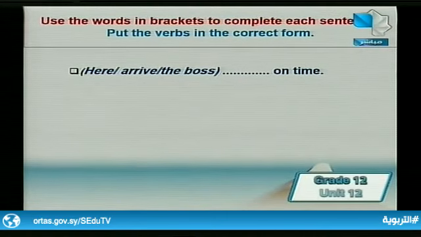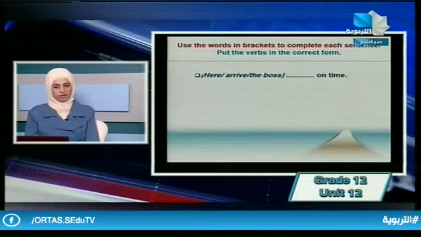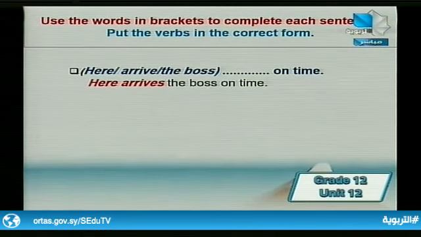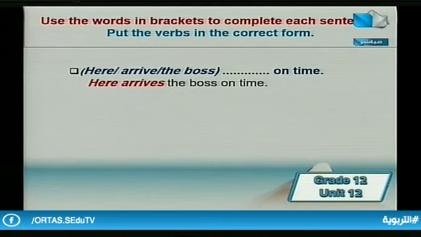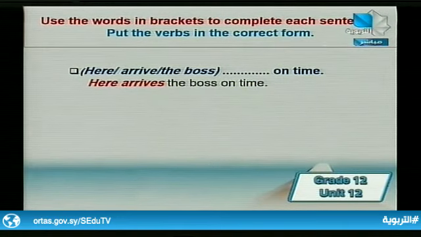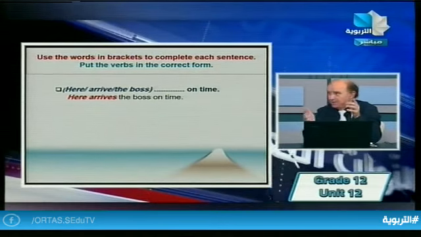Use the words in the brackets to complete each sentence. Put the verbs in the correct form. Here we start the sentence with the expression "here," and we have "arrive" after it. The subject is a noun, so we must make inversion. We say, "Here arrives the bus on time." Now, instead of the bus, if we have he or she, we say "here he arrives." No inversion. But here we have inversion just because the subject is a noun, not a pronoun. Very nice.